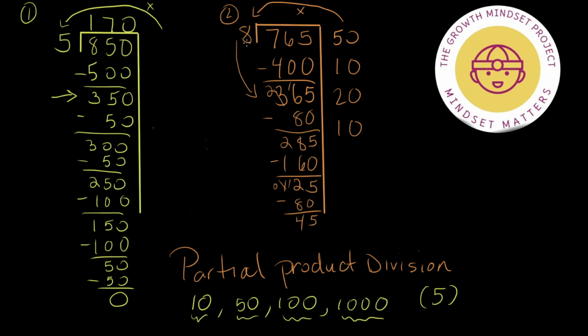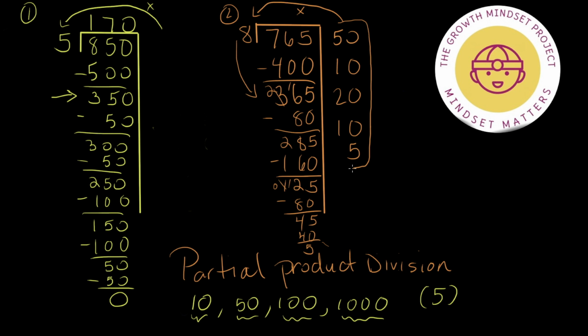How many times can 8 go into 45? Well, let's see. 5 times 8 is 40, which gives us 5. And we said, remember, as soon as this number is either 0 or less than 8, we are done.